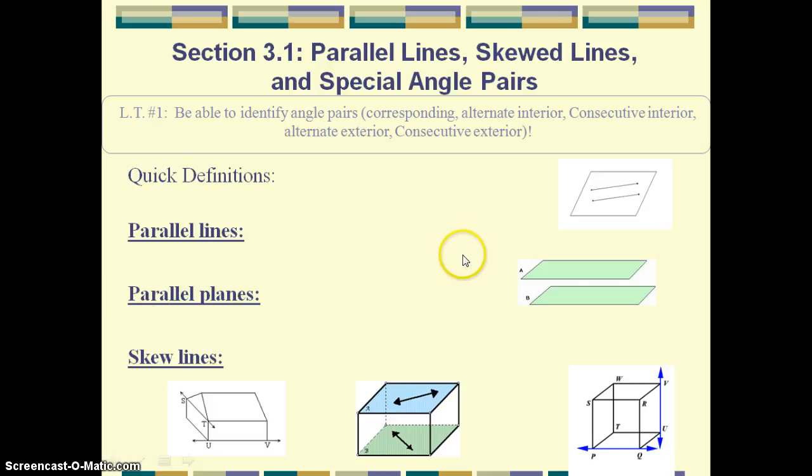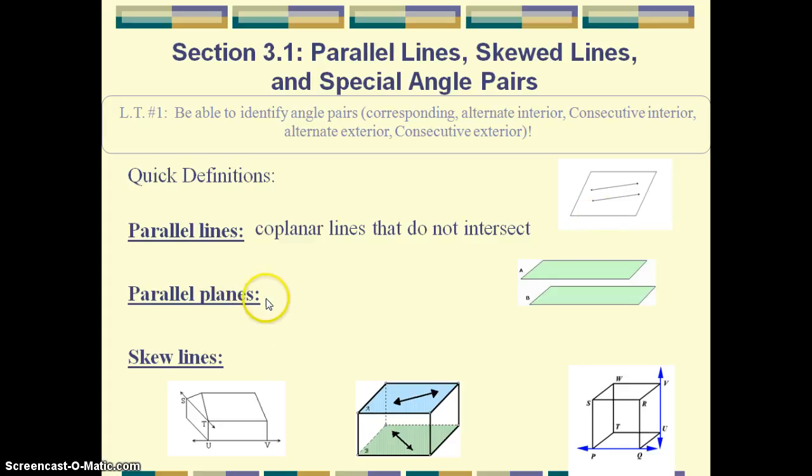So a few quick definitions to start. First, let's talk about parallel lines. I know that you learned about parallel lines in Algebra 1, but we're just going to review what those are. So looking over at this picture on the right, I see a pair of parallel lines. Parallel lines are going to be coplanar lines that do not intersect.